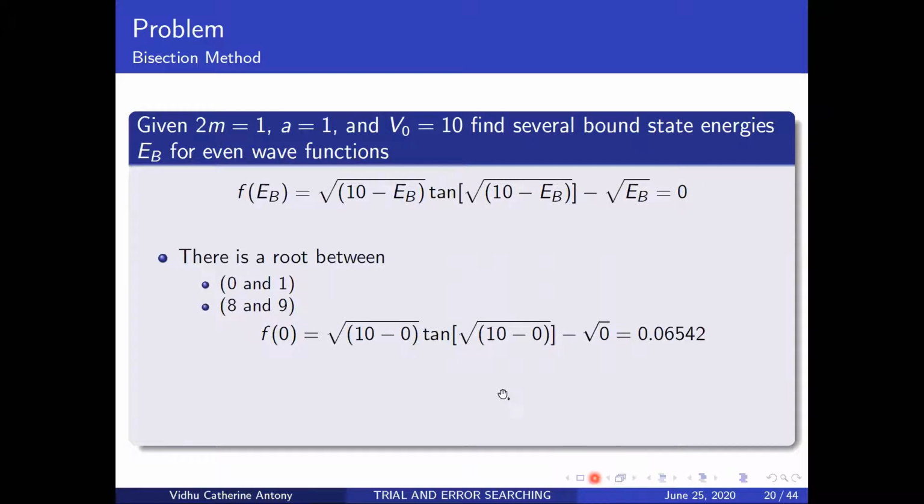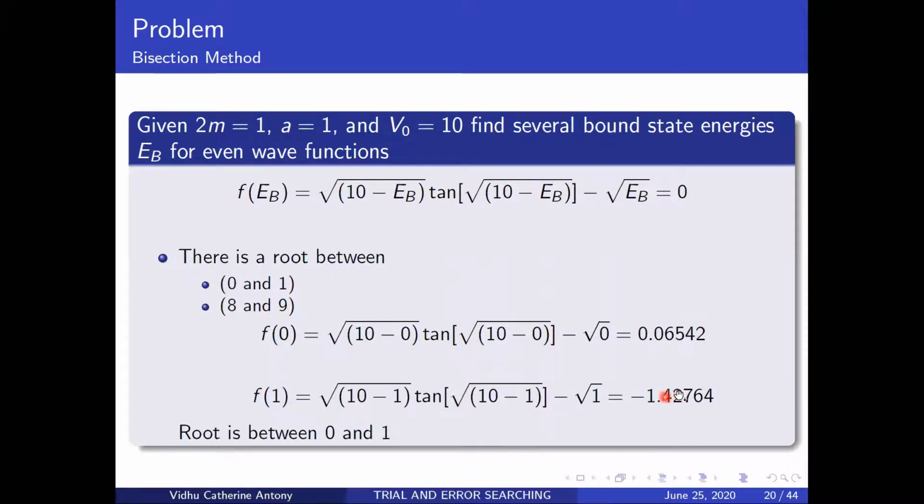Okay. So first I will find out the value of the function at f of 0. Then I will find out the value of the function at f of 1. So what do I see? I see this value is a positive value. This value is a negative value. So I get a root between 0 and 1. Okay. There is a root between 0 and 1. I know that because one is positive and one is negative.